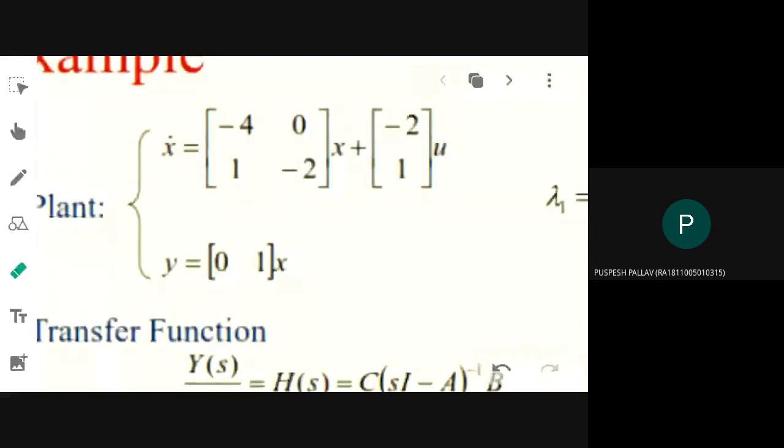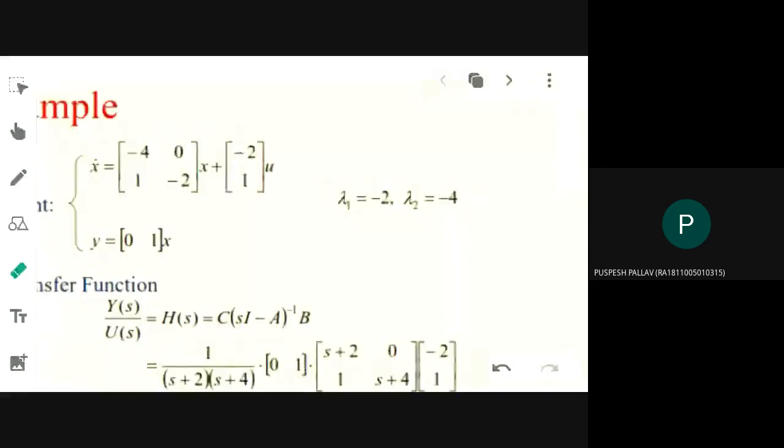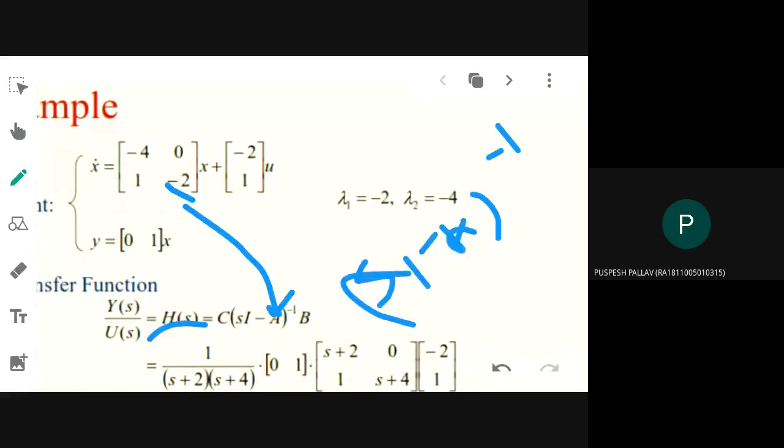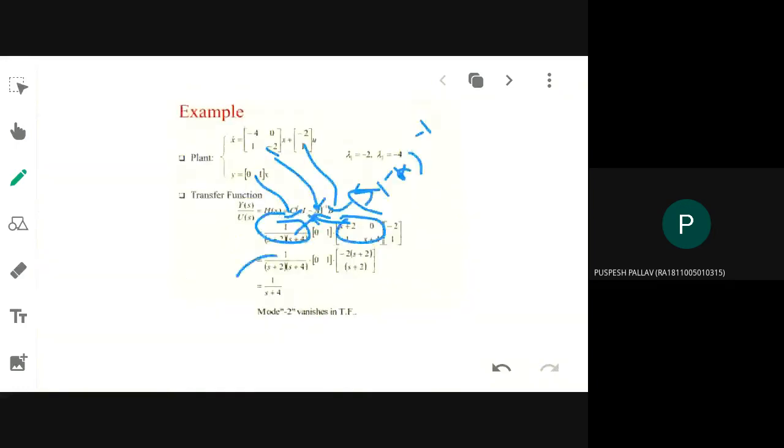And what is the answer? Rough answer. What is (sI minus A) inverse? You have to substitute A here and take (sI minus A) inverse. The determinant is this one for that, and this is the cofactor, transpose. So this will be (sI minus A) inverse. Then C you have to substitute here and B you have to substitute here, and you have to find out the transfer function. Have you got 1 by S plus 4 as the answer?